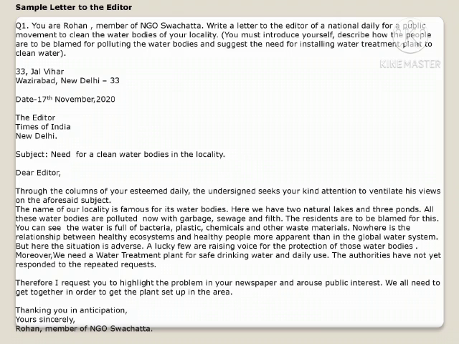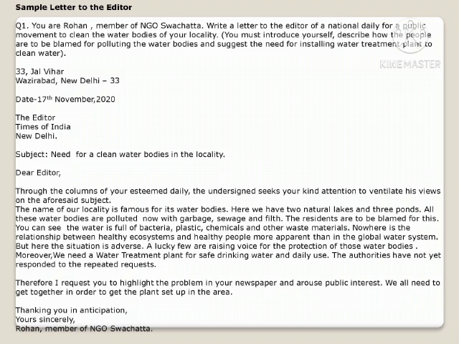Now the body of the letter, as you have seen in the format, we can divide into 3 paragraphs. In the first paragraph we are stating the purpose. As we have already mentioned the subject, we can take a common introduction to the letter: that through the columns of your esteemed daily, the undersigned seeks your kind attention to ventilate his views on the aforesaid subject. Aforesaid means already mentioned. This can be a common introduction for any editorial letter.